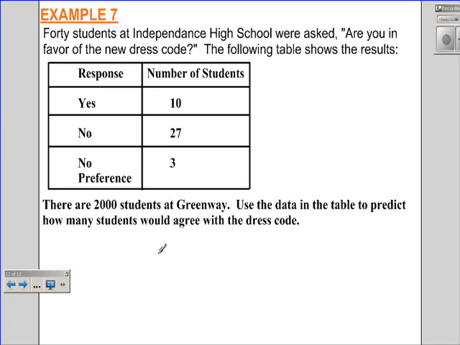Okay, why don't you try example number 7. Please pause at this time and set up your proportion, solve for the unknown, and I'll check in with you momentarily.